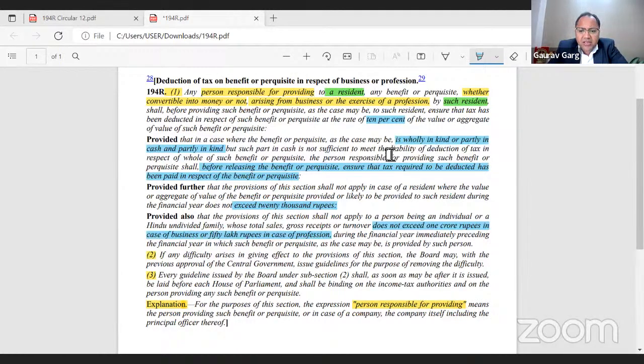As far as the recipient is concerned, we have already seen that the recipient should be a resident. Secondly, the recipient should not be an employee. Third, the recipient should be involved in business or profession. And fourth, the value of the benefit or perquisite which we are giving to the recipient should be more than 20,000 rupees in total. So this was briefly on section 194R. Now let me move on to circular number 12.